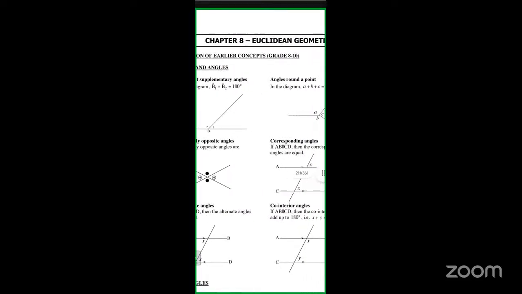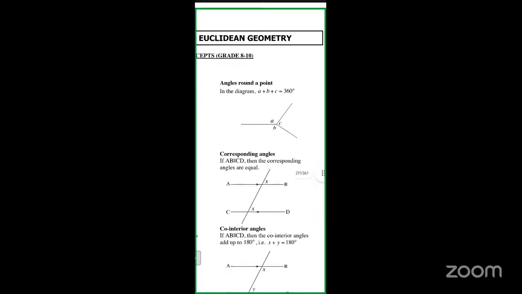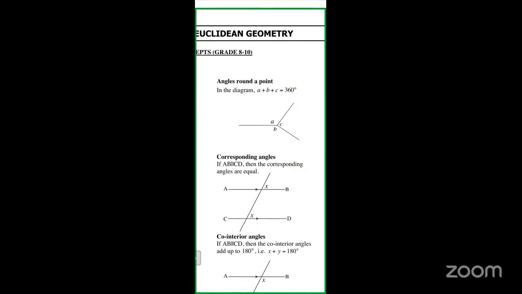Then we move to the other diagram right here in front of us on the screen. They are saying angles around a point. In this diagram, small a plus small b plus small c is equal to 360 degrees. This is the angle around the point, the revolution.